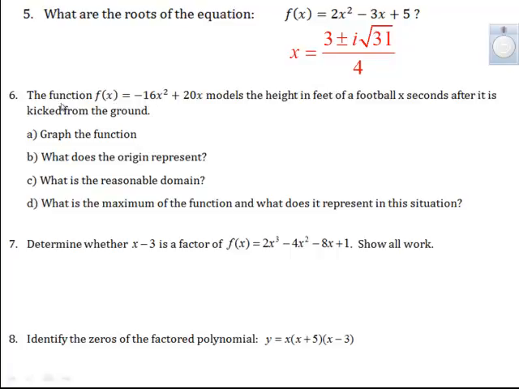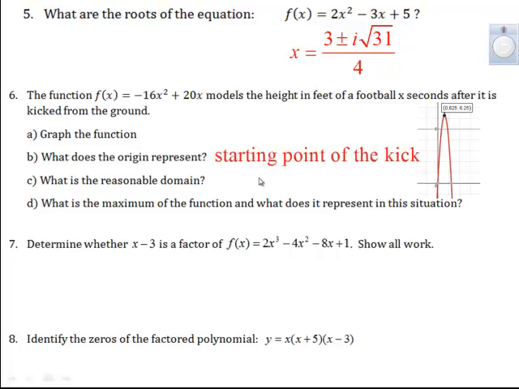Okay, next, number 6, it says the function f of x, and it gives us this thing. It says models the height in feet of a football x seconds after it's kicked from the ground. So it says graph the function. Okay, I graphed it. So we know that this is going to be a negative parabola. So it starts right here, it goes up to the top there and goes down. It says, what does the origin represent? So what does this part right here on the function represent? So clearly, I mean, that's where they kick the ball, right?